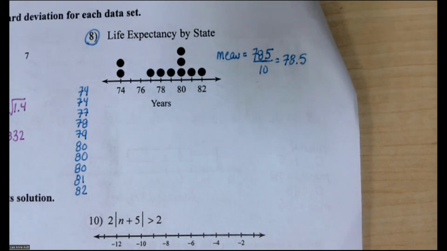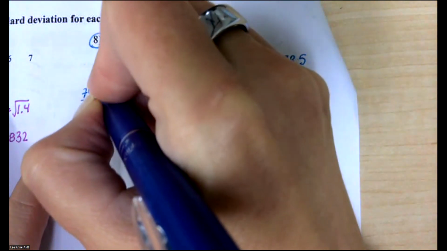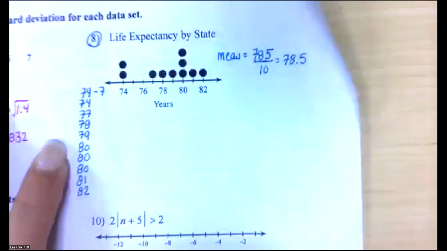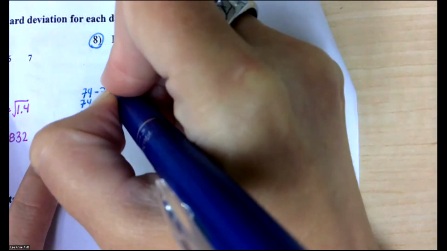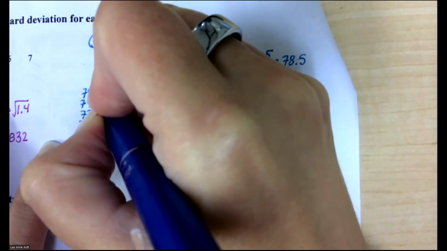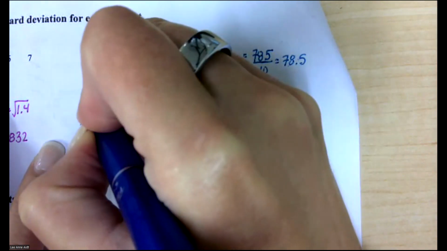Okay. Sample standard deviation has, I forget how many steps. 6 steps. But I already did step 1. So step 1 was to list the numbers in a column, which I did. Step 2 is to subtract the mean. So 74 minus 78.5, 77 minus 78.5, 78 minus 78.5.